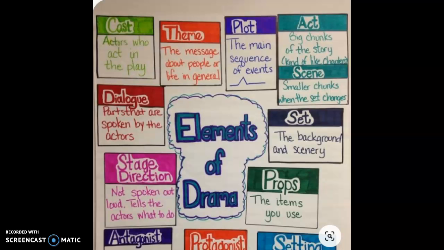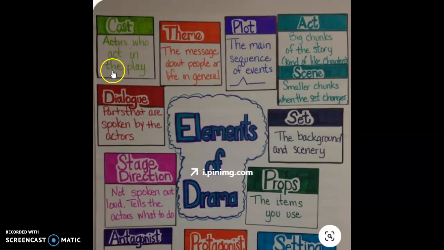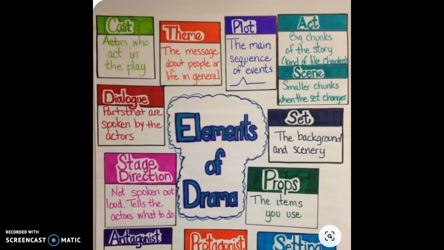Today we're going to be learning about drama. A drama is a play that can be acted out on a stage by actors and actresses. So we will learn about the different parts or the elements of a drama, starting with the cast. The cast are the actors who are in the play. They say the lines, they act out the scenes.